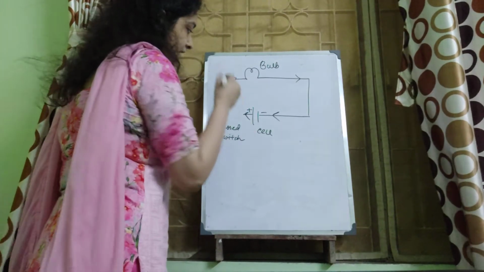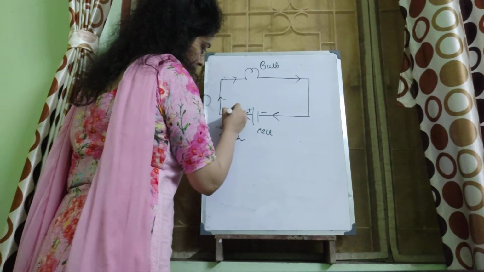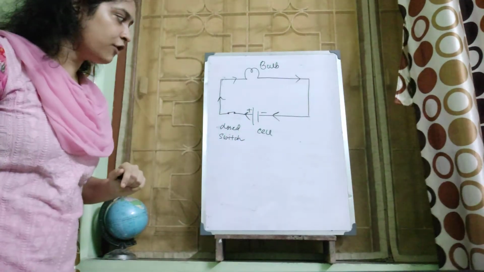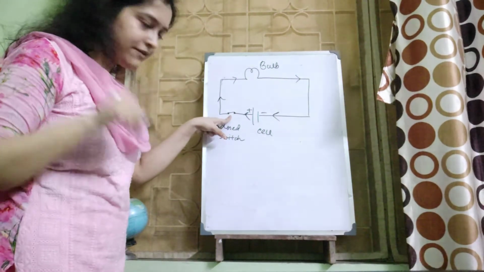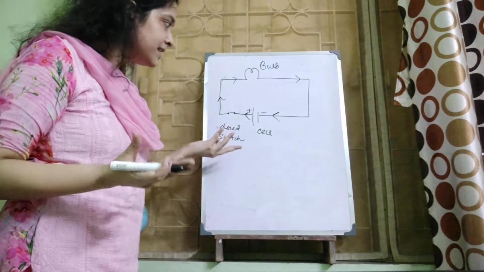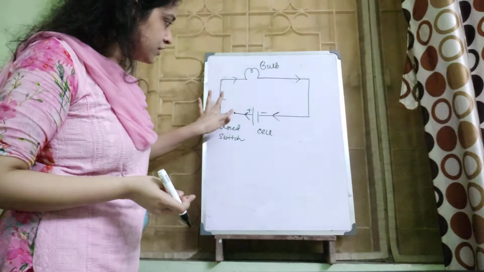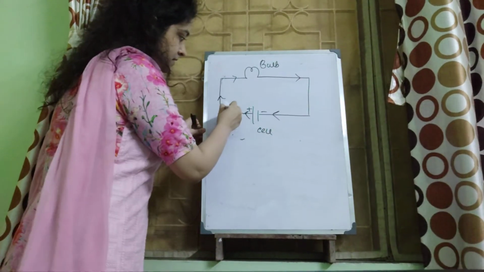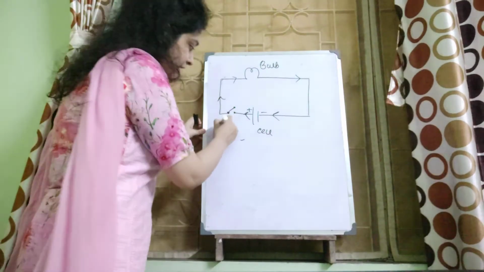Now, instead of this, I can even use this. What is this? This is also another form of closed switch, isn't it? I've just shown you. Same thing. What if I open the switch? Symbol of open switch.